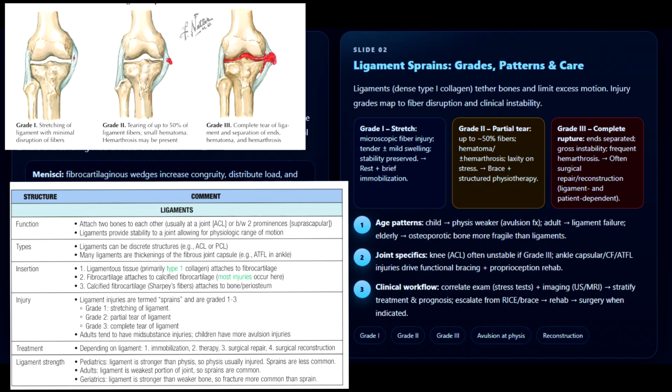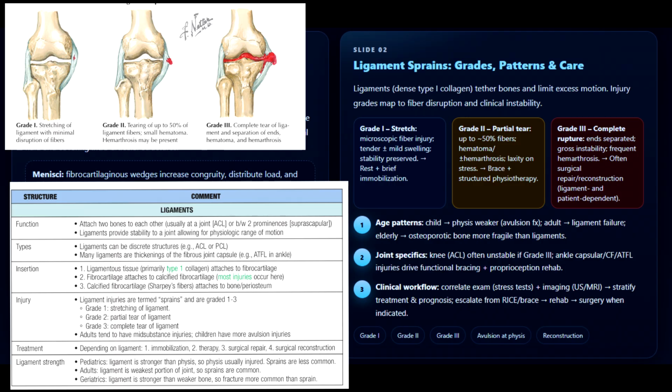In the middle, grade 2 sprains depict a partial tear of the ligament, up to about 50% of fibers disrupted. Here, you may see a small hematoma and sometimes hemarthrosis if the joint capsule is violated. The joint feels lax on examination, and the patient experiences pain with instability, particularly under stress testing. This grade often requires bracing and physiotherapy to allow healing.